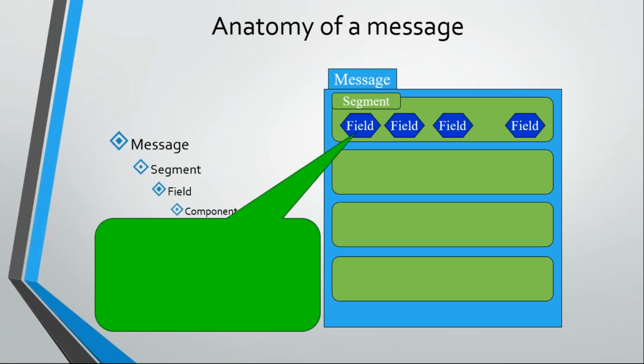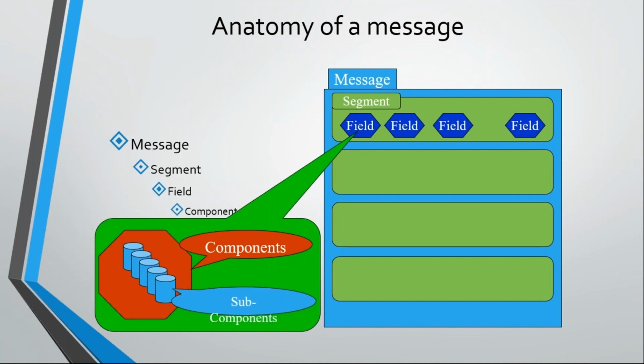Fields are again divided into components, and components are again divided into subcomponents. In this way, an HL7 message is divided into a tree-like structure: segments, fields, components, subcomponents. So as of now, to understand just HL7, don't worry about the lower elements, which are nothing but subcomponents and components. Now we will concentrate just on segments and fields.